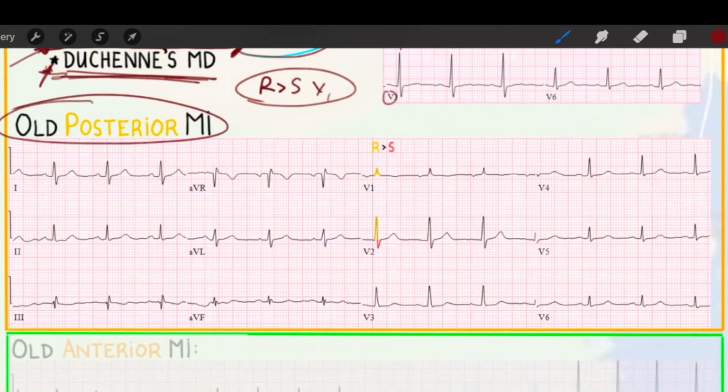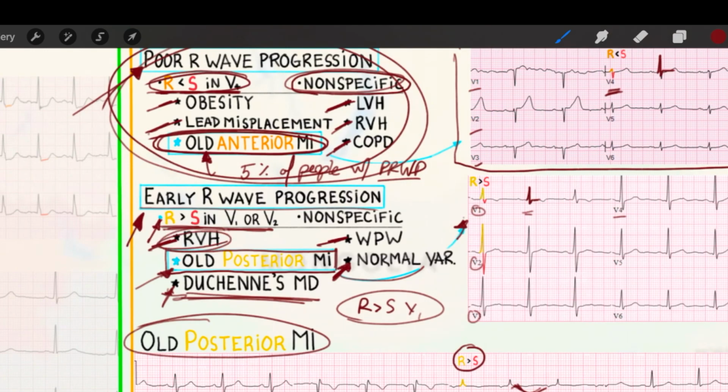Here's an example of an old posterior MI by the R greater than S in V1. We notice this because it's uncommon to have an R greater than S. In this case, there's no S. An R greater than S in V1. So when you're reading ECGs, you're going to notice this. And you've got the same thing in V2, where the R wave's really quite tall. The S wave is small. We don't see RVH necessarily. We don't see a strain pattern. We don't see T wave inversions and ST depressions in V1, V2, V3. So rather than this being RVH, this is probably an old posterior MI.